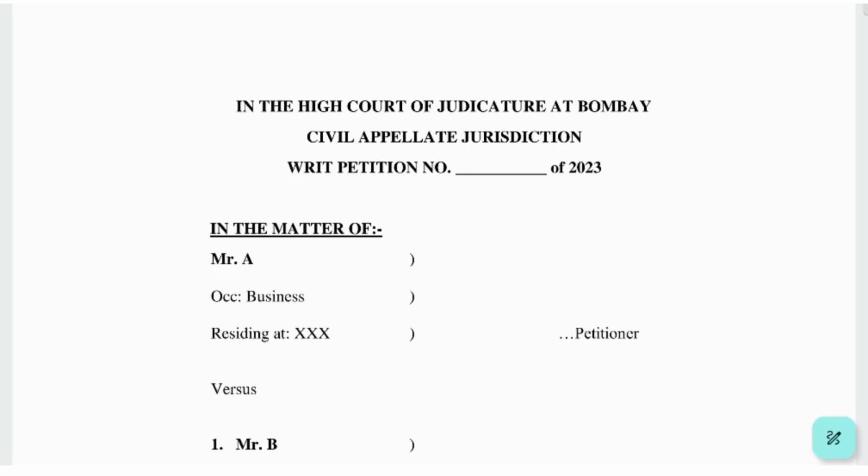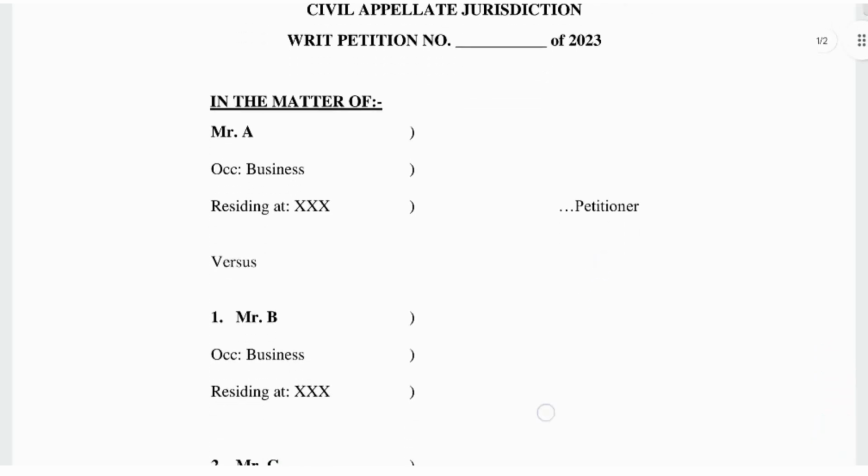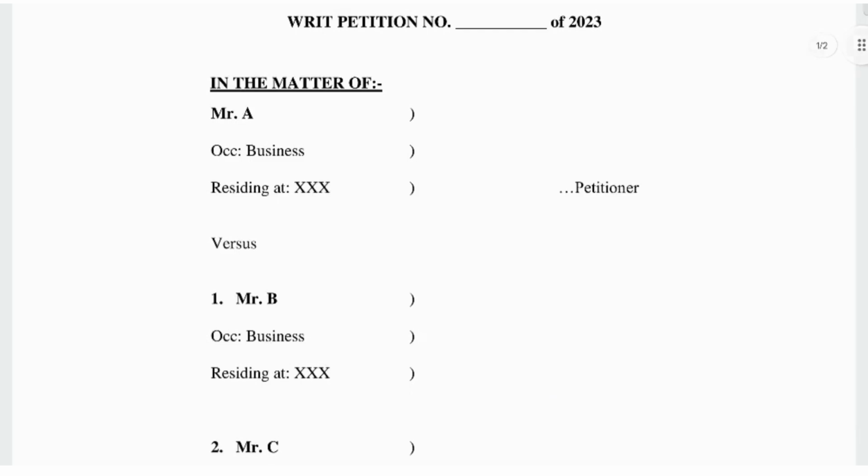Next we come to the parties. Now this is a writ petition, so we have the petitioner. Here we need to mention the petitioner's name. So here my petitioner is Mr. A. Whoever your petitioner is, or it could be any other party as well, you mention the person's name, the person's occupation and where the person resides. Versus, now this is the opponent or the opposite side.